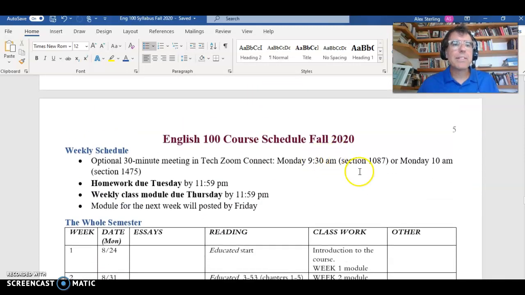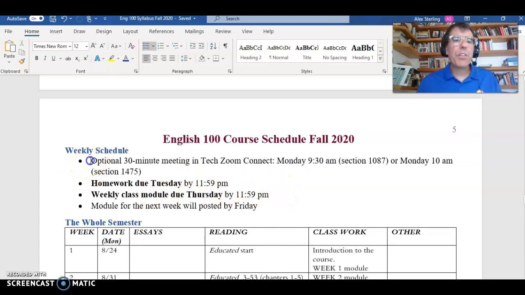All right, let's look at this. So every week we'll have the same schedule, more or less. The short version is homework due Tuesday, classwork due Thursday. So the weekly module is what we're calling class for an online class, and you have to have the module done by Thursday. But you do the homework first, which is normal for a class. So the homework is due Tuesday anytime. The weekly class module is due Thursday anytime.